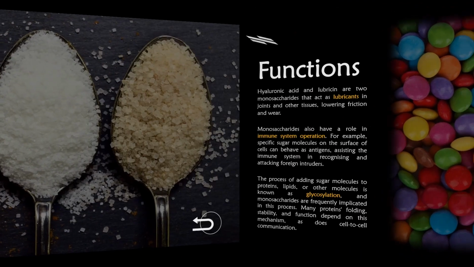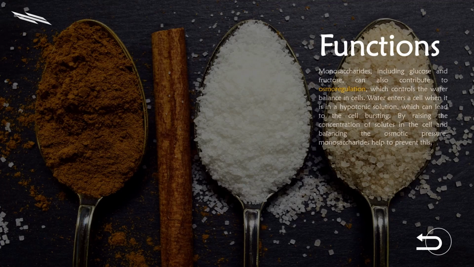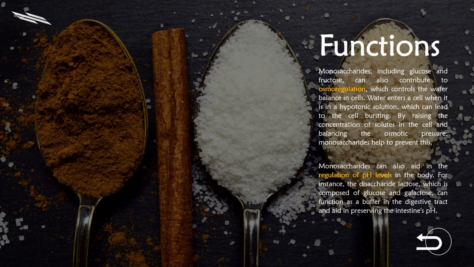Monosaccharides, including glucose and fructose, can also contribute to osmoregulation, which controls the water balance in cells. Water enters a cell when it is in a hypotonic solution, which can lead to the cell bursting. By raising the concentration of solutes in the cell and balancing the osmotic pressure, monosaccharides help to prevent this. Monosaccharides can also aid in the regulation of pH levels in the body. For instance, the disaccharide lactose, which is composed of glucose and galactose, can function as a buffer in the digestive tract and aid in preserving the intestine's pH.